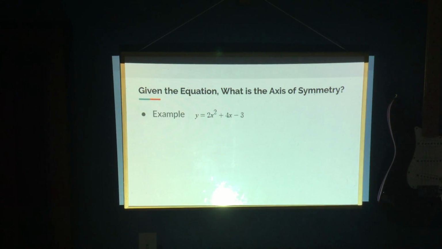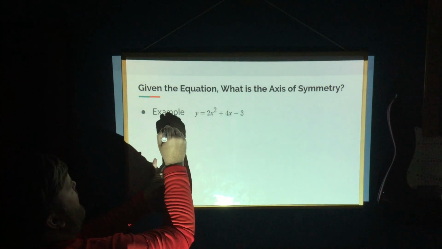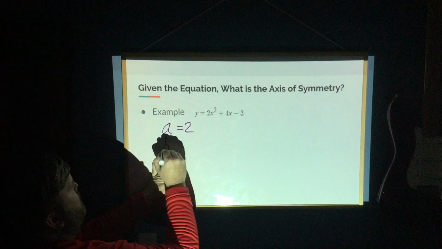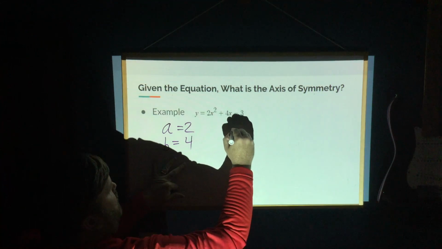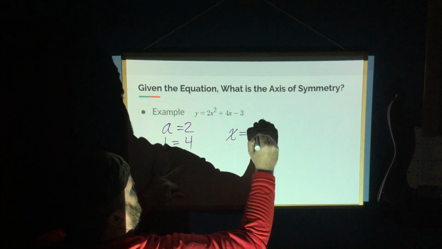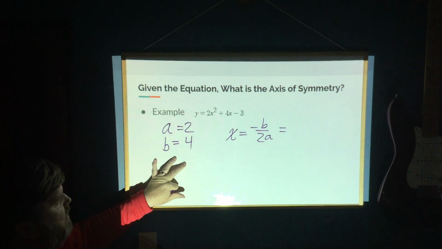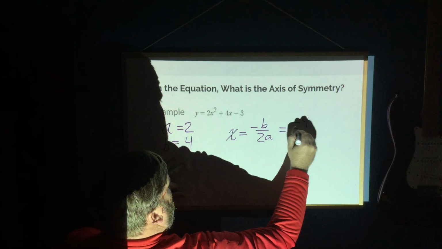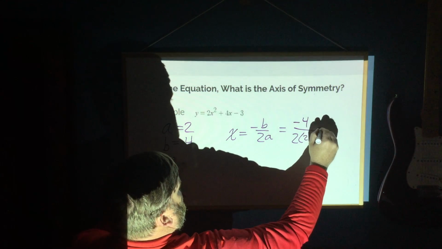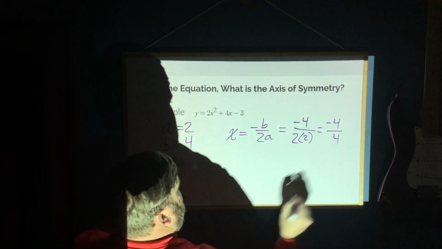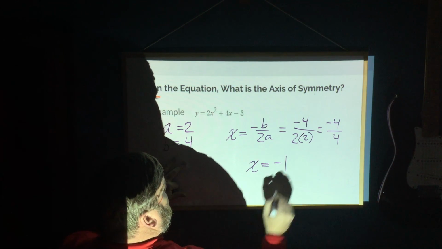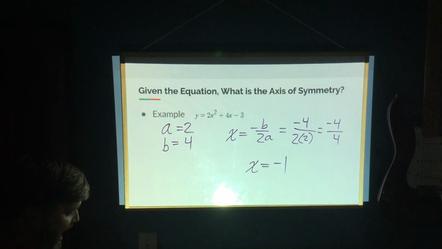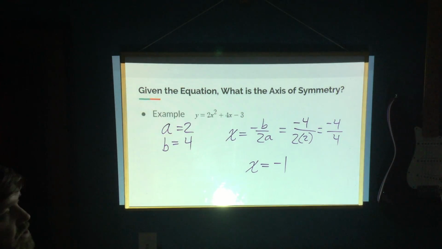All right, we have the equation y equals 2x squared plus 4x minus 3, and we want to find the axis of symmetry. Well, a is equal to 2, and b is equal to 4. So x equals -b over 2a. Plug in our numbers: -4 over 2 times 2, -4 over 4. We get x equals -1. So the axis of symmetry for that parabola is x equals -1.